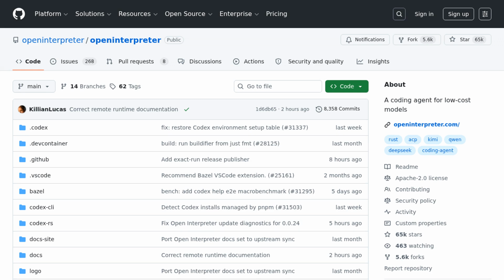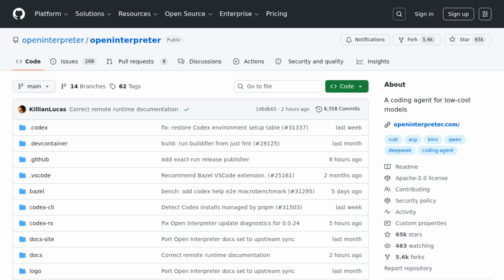What if you could make a budget AI model perform like a premium one, right from your computer's terminal? That question is at the heart of this project. It's not about building another AI, but about creating a sophisticated system to get the most out of the ones we already have. The project is called openinterpreter. It's developed by the organization of the same name and has been gaining incredible traction, with nearly 65,000 stars on GitHub and over 600 added in just a single day.